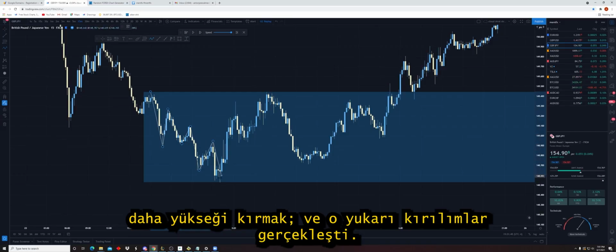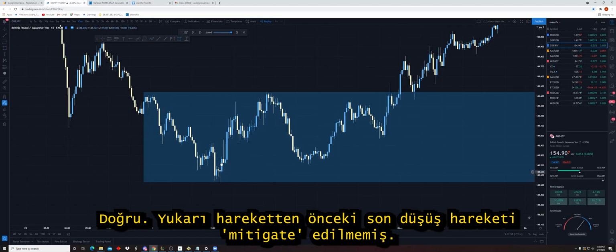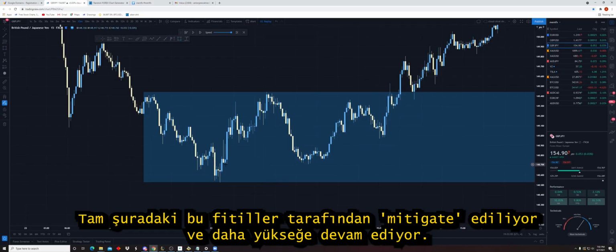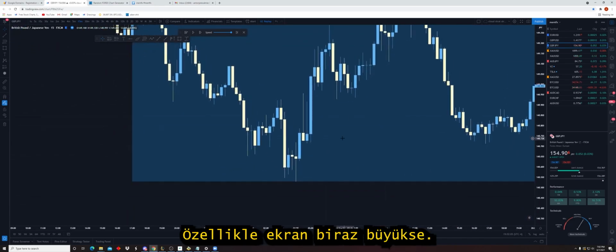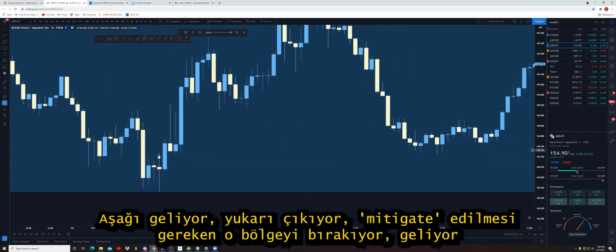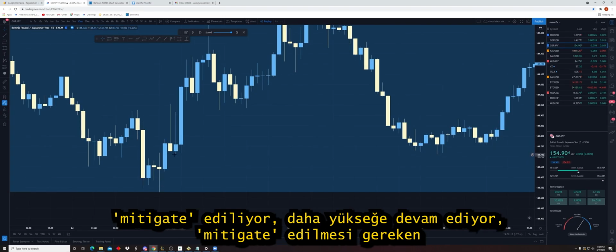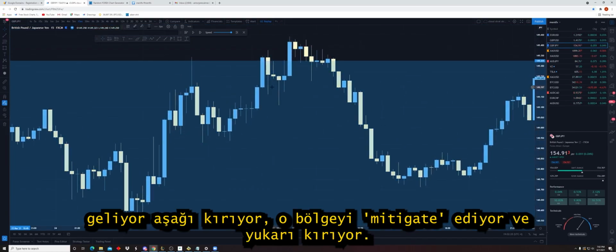But grabbing the liquidity below these lows, breaking higher. After those breaks higher occurred, you can see that price came back to test the last SND zones in here, right? Last down move before the up move. Unmitigated gets mitigated by these wicks right here and continues higher. So let me zoom in on this so you guys can see what I'm talking about, especially if the screen is a little bit bigger, right? Comes down, comes higher, leaves that zone that needs to be mitigated, comes to mitigate it, continues higher. Leaves this little zone that needs to be mitigated, comes, breaks down, mitigates that zone, and breaks higher.